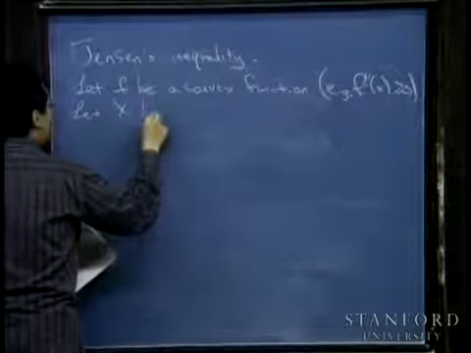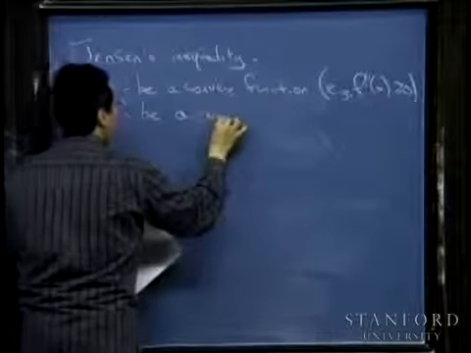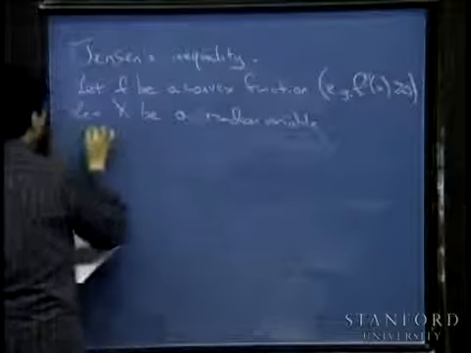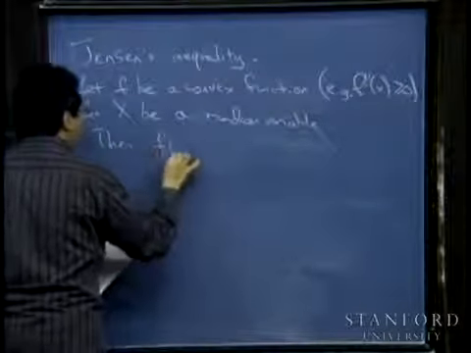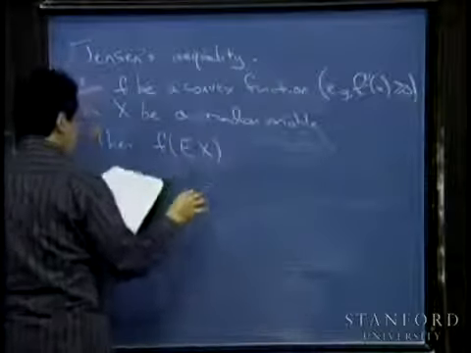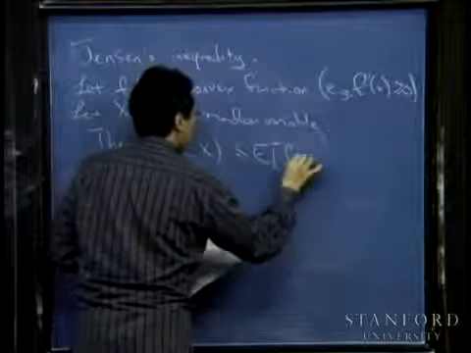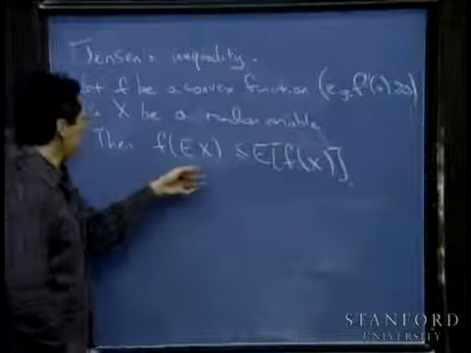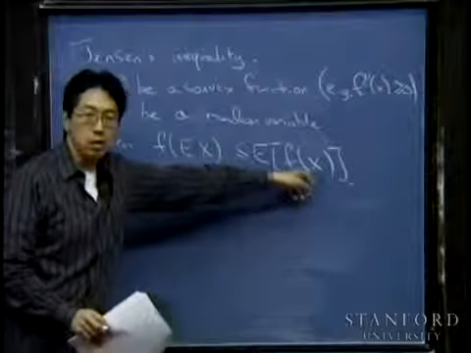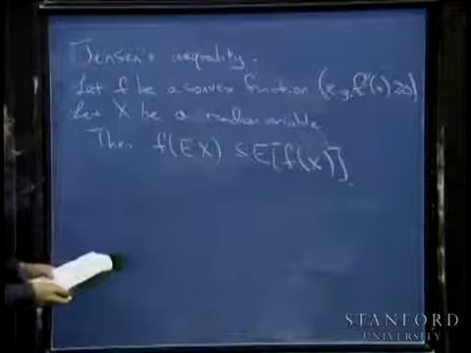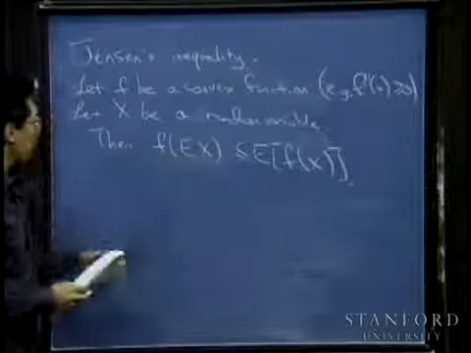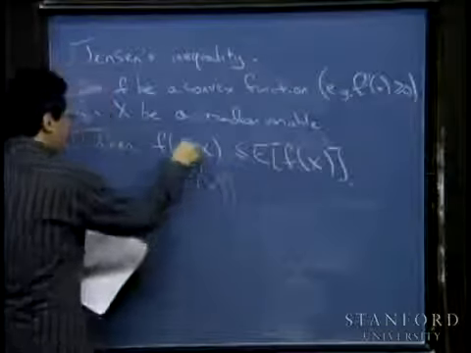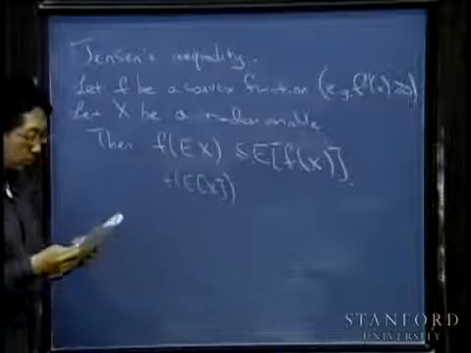And let x be a random variable. Then f applied to the expectation of x is less than or equal to the expectation of f of x. Okay? And I hope you remember, often I'll drop the square brackets. So f of E of x is the same as f of the expected value of x. But when I'm writing expectations, I'll often drop the square brackets.